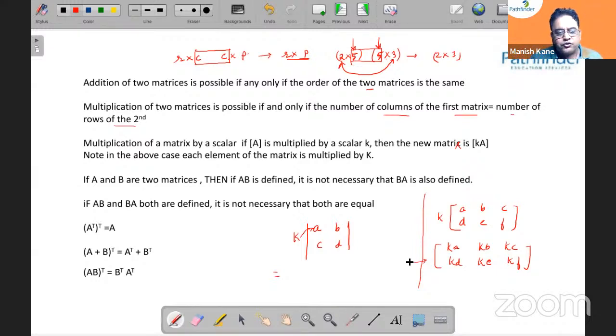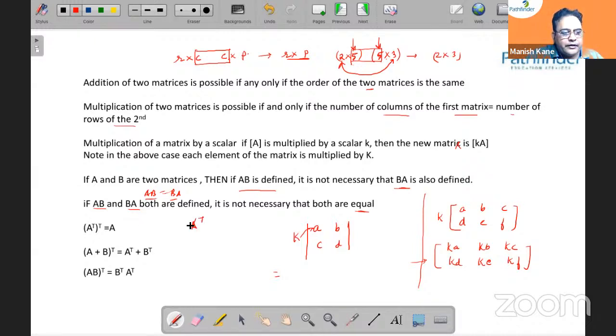And you can choose the row to multiply, right? If A and B are two matrices and AB is defined, it is not necessary that BA is also defined. And if AB and BA are both defined, it is not necessary that AB is equal to BA. There are a lot of ifs.